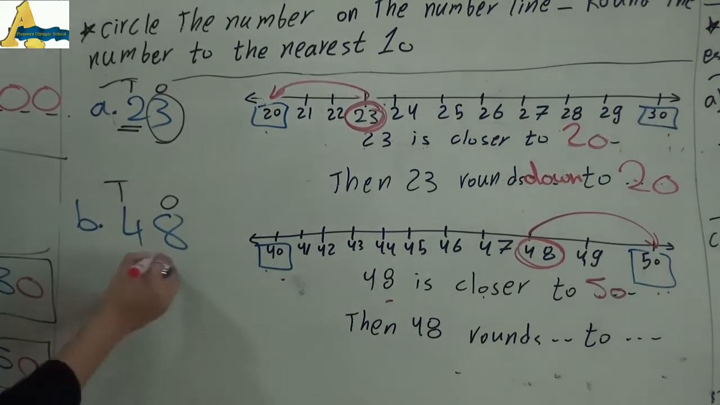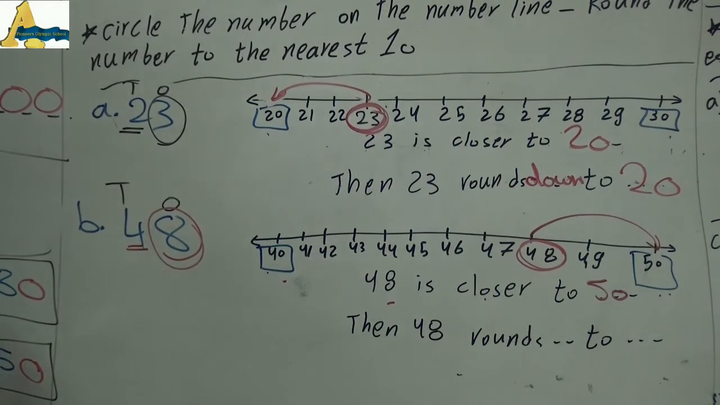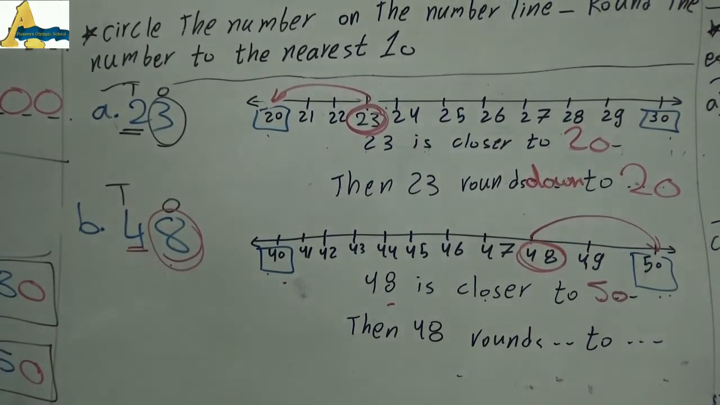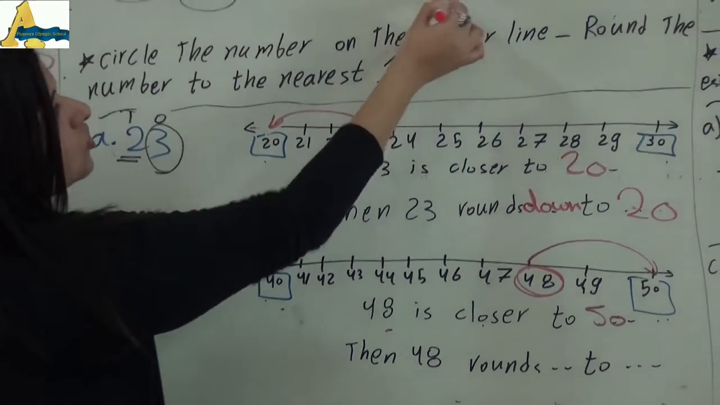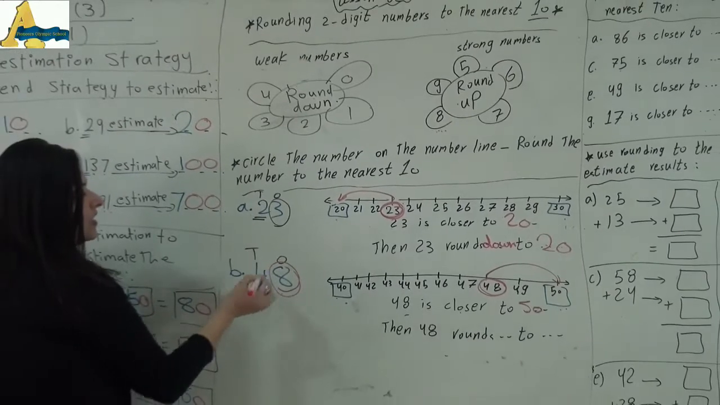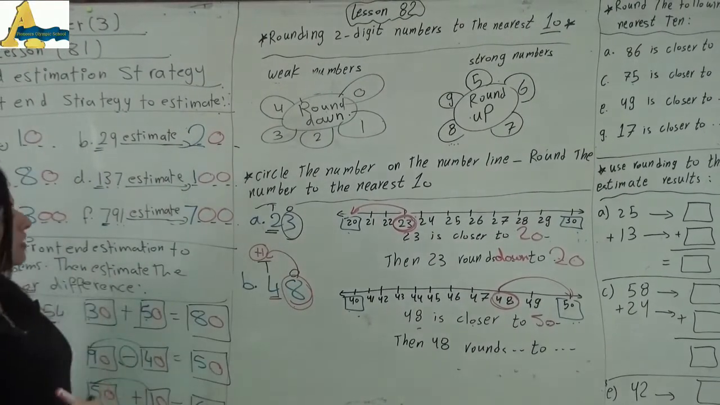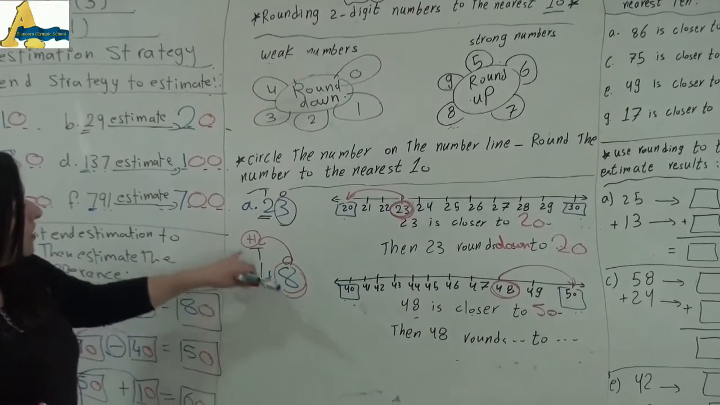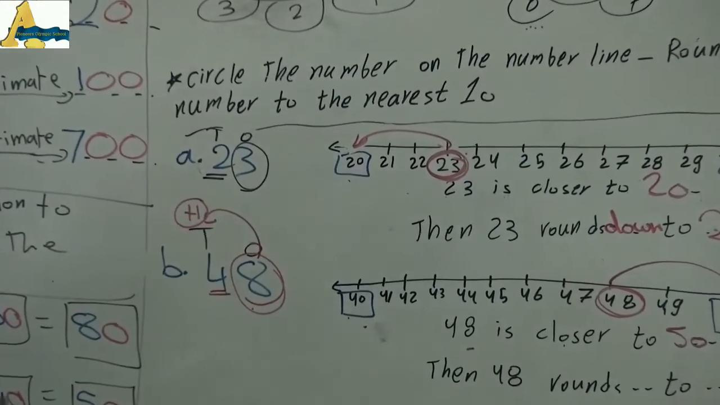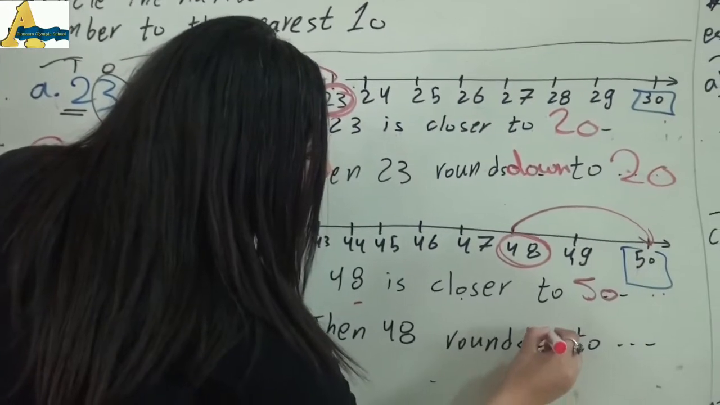So let's see, here this is the tens, I will see the number just before the tens. It's number 8. Is 8 a strong number or a weak number? 8 is from the strong numbers. This means it will change the tens. It will give the 4 one more, so it will change into 50. So this means 48 is going to round up. It's going to be bigger, into number 50.